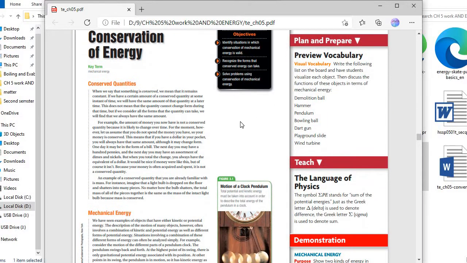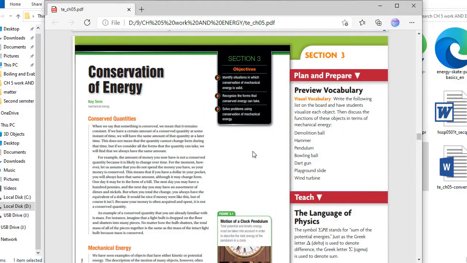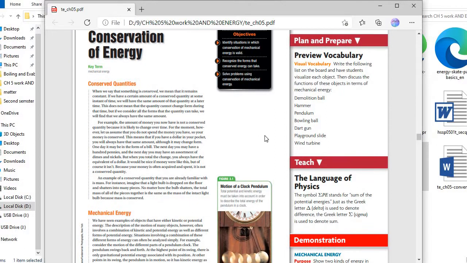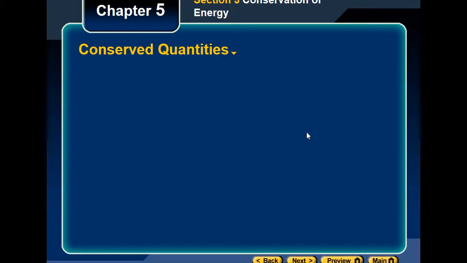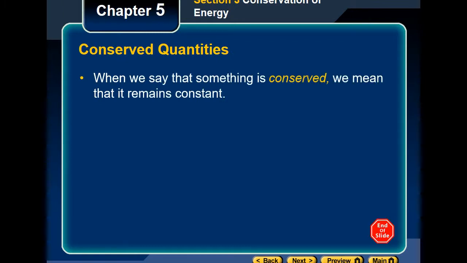But before we talk about mechanical energy, we'll talk in general about the conservation of energy. Conservation of energy, okay? The energy is conserved. What is the meaning of conserved? Conserved means we have the same amount every time. When something is conserved, it remains constant. We have the same number every time.